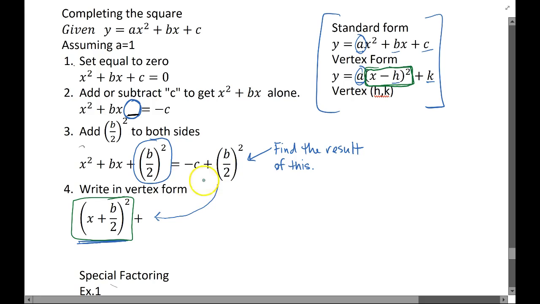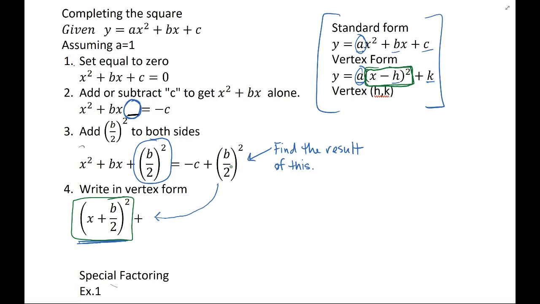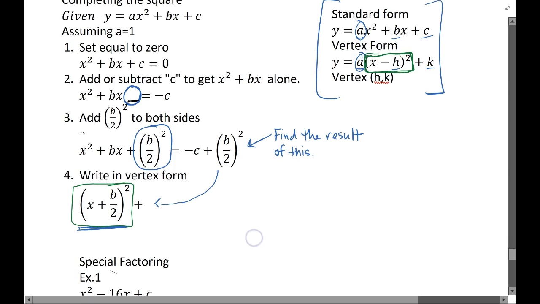Now here it's going to be a little more complex to write, but whatever your C value is on the right, you add that to the b value divided by 2 squared. Okay, so find the result and then you would move it back to the other side of your vertex form so we can write it as a y equals equation.